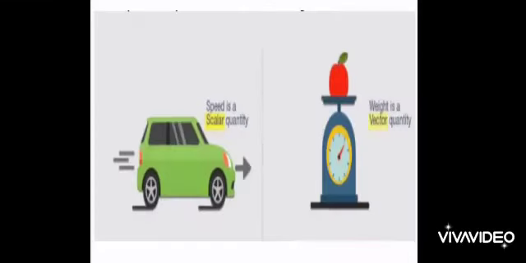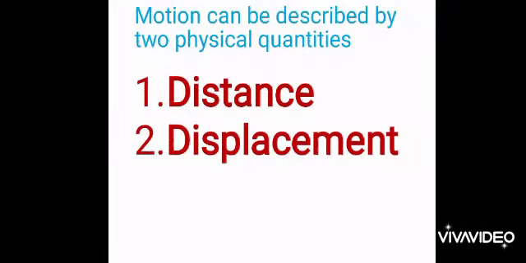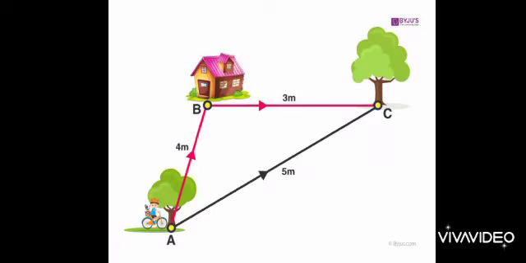Example: speed is a scalar quantity. That means only magnitude is needed. But weight is a vector quantity. Both magnitude and direction are needed. Motion can be described by two physical quantities: distance and displacement. In everyday language, the words distance and displacement are used in the same sense. But in physics, these two words have different meanings.